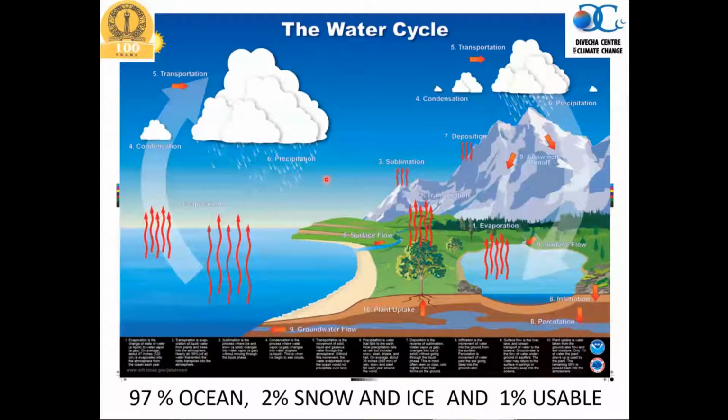But if you really look into how it works as a water cycle, we already know that 97% of water on the Earth is in the form of ocean, 2% is snow and ice, and only 1% of water is usable to us. So how important it is for us to preserve our usable water for sustaining human civilization, I really don't have to emphasize, you can understand. But for those of you who are not very familiar with the concept of the water cycle, I would like to spend 1 minute or so on how it works.